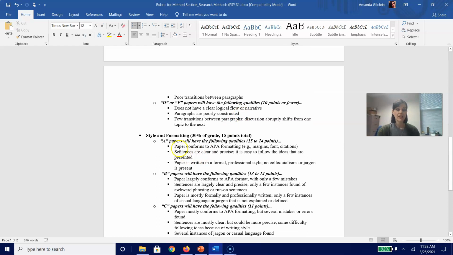And then finally, style and formatting. Make sure that font, headings, margins, citations basically fit with APA formatting. Sentences are clear and precise. You can follow the ideas that are presented. This needs to be formally written. No colloquialisms, no jargon, no contractions. Keep it formal. So hopefully this helps you out.